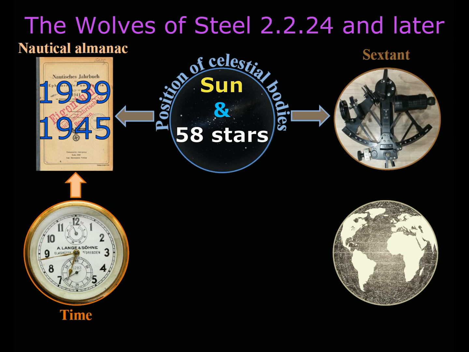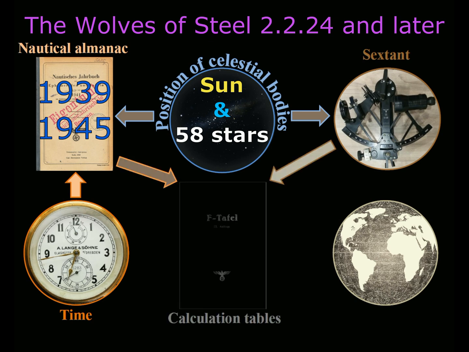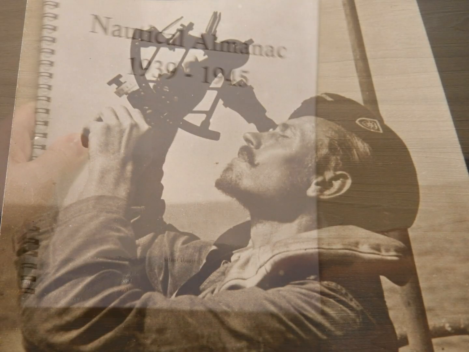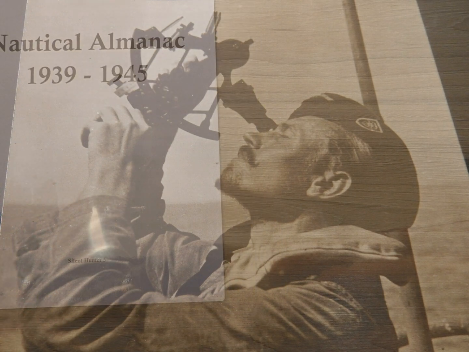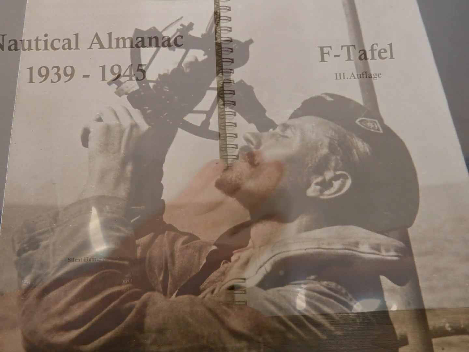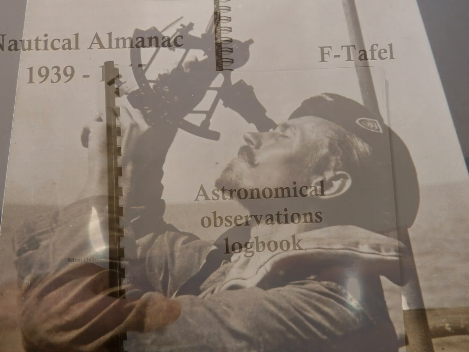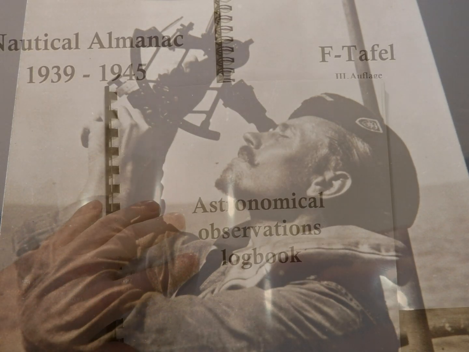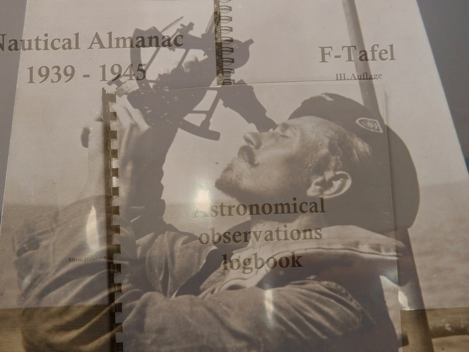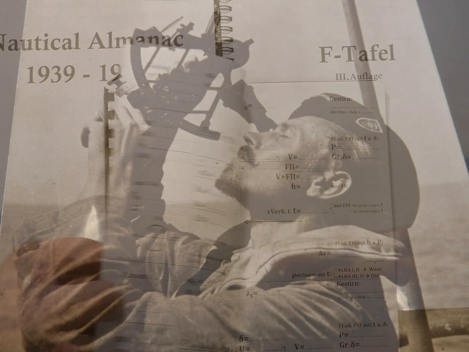To make celestial navigation closer to reality, I will teach you how to use Kriegsmarine F-Tafel tables for calculations, and you will be able to calculate altitude and azimuth in the same way as a U-boat navigator. You can download the necessary documents from the link in the video description and print them on paper, as I did. F-Tafel are used together with a special form in which calculations are carried out.